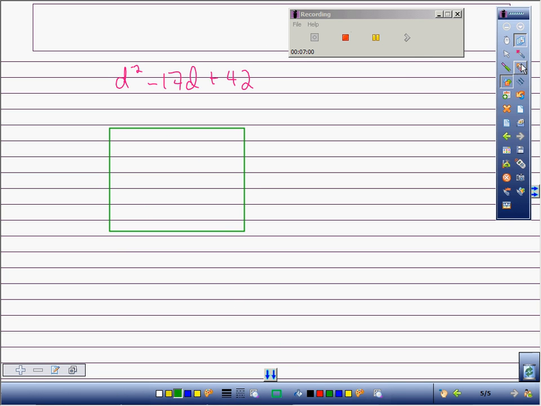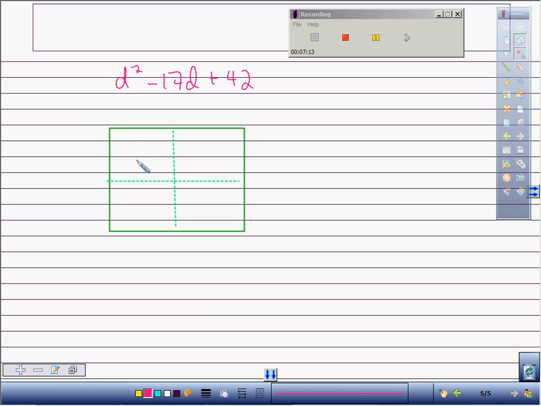Where's my lines? So something has to go in here. What goes in here? What has to go here? D squared. What has to go here? 42. So now what I have to do is figure out two numbers that multiply to 42 and add to negative 17. So that's a little bit tricky, okay? Because you have to kind of be able to do some math in your head.